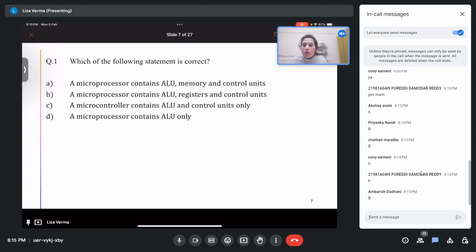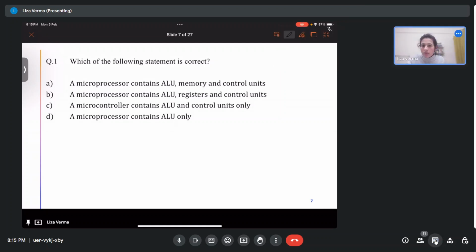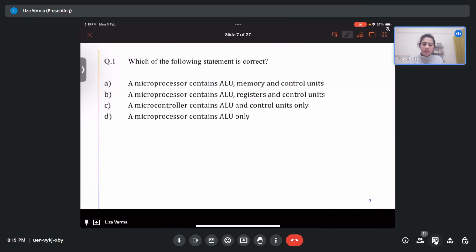Correct. So why are all the other options wrong? It does not contain memory, because if it had contained memory, it would be a microcontroller and not a microprocessor. And it has registers, so C is obviously wrong and D is also wrong. So B is the correct answer.